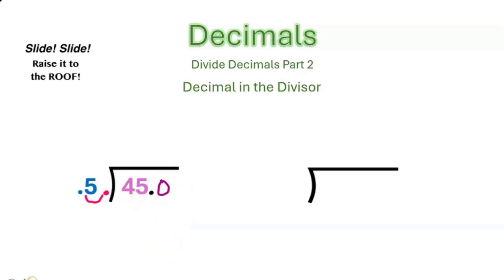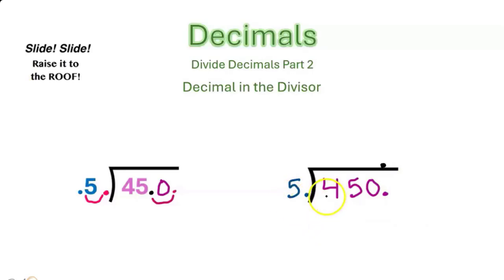Now we can slide the decimal over 1. Let me get a red. Here we go. So we can slide it over 1 here. Okay, so let's rewrite the problem. Let's see, blue. So now we have 5 out here because we moved the decimal clear over here. And we have 450 in the dividend. Now we really don't have to put the decimal up because it's on the end. I mean, we can do it just to show you. So let's raise it to the roof.